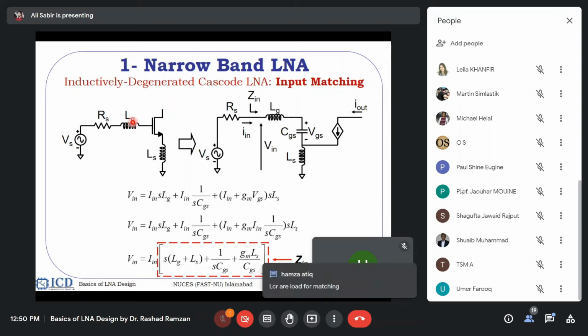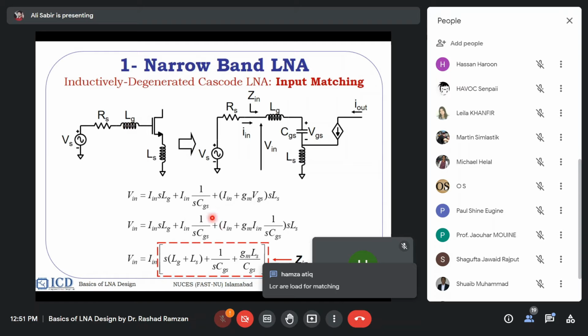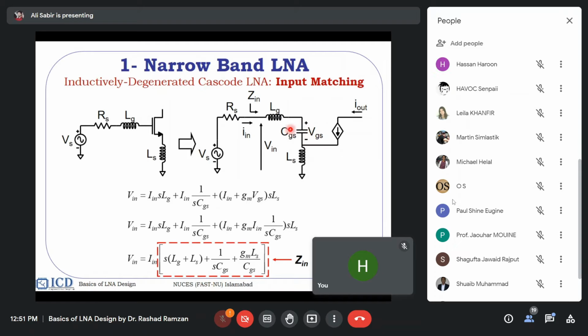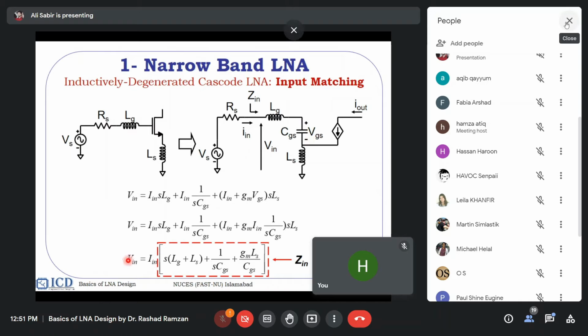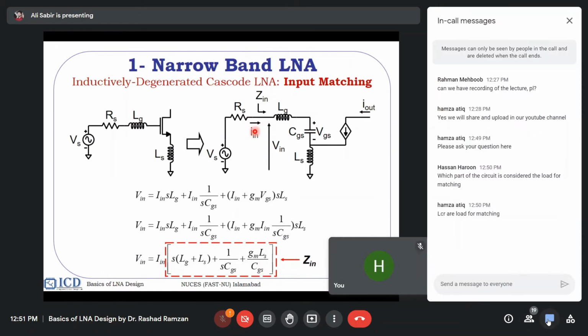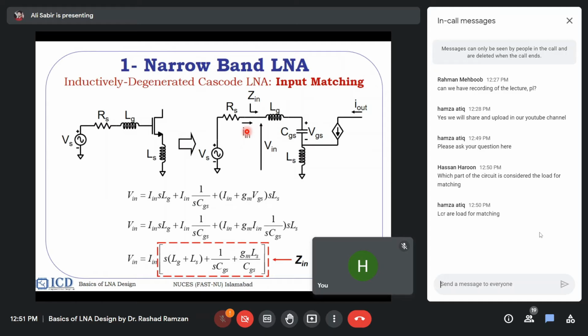So if you look at here, L and C, so just write the equation V in here, and then this is the common source LNA, and this is the CGS at the gate, and I am just making the equivalent circuit of this one. So my V in is equal to I in times S(LG + LS) plus 1 over SCGS and gmLS/CGS. So this is the Z input at this point. So the moment we cancel this, S(LS + LG) with 1 over SCGS, what is left is the gmLS over CGS.